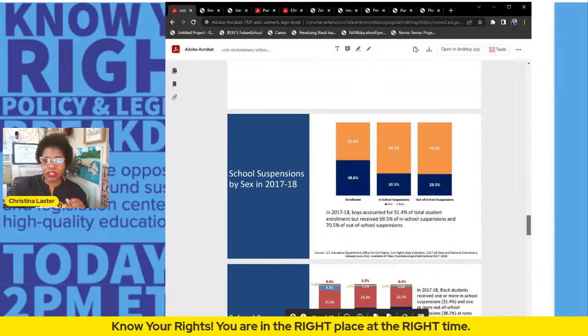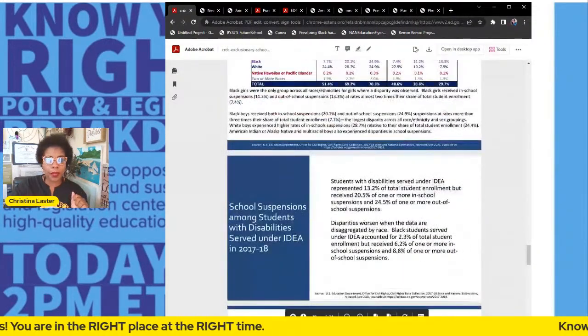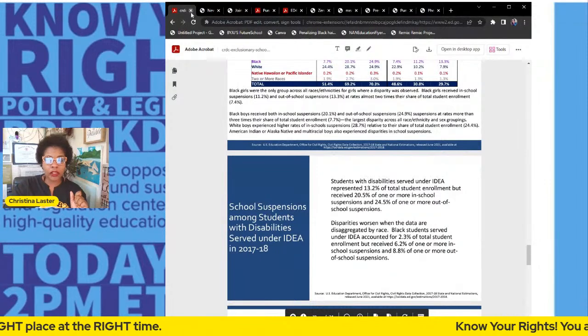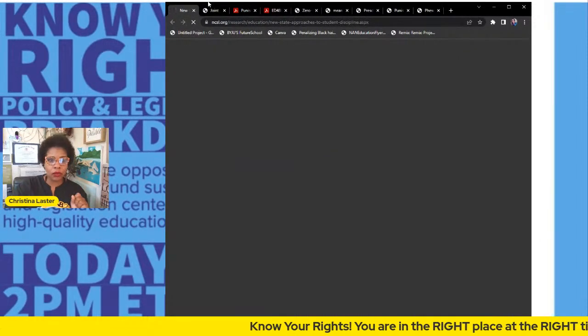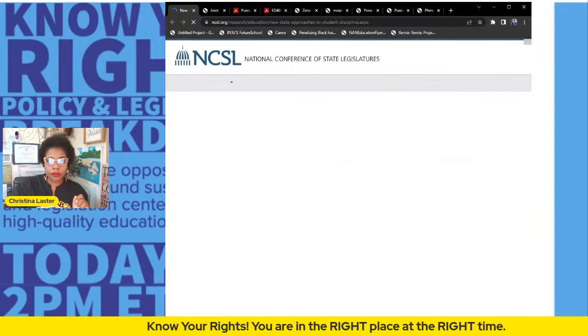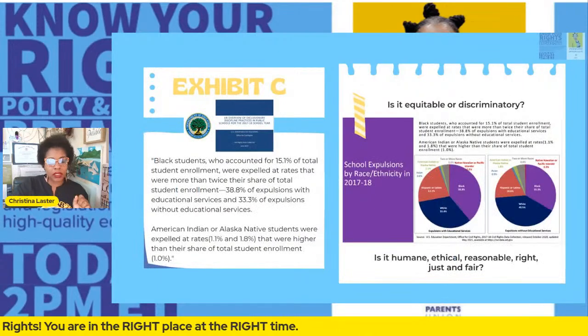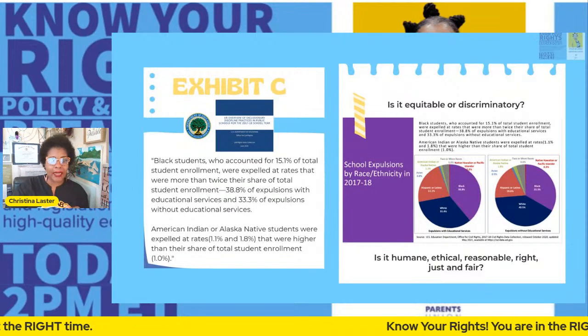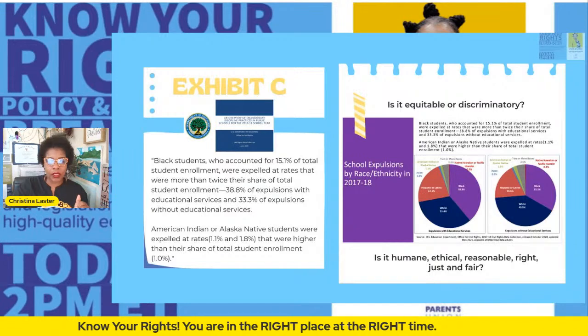All right, so when you have a chance, definitely go look at this chart. Let's go to the next one, and we have a corresponding slide that's going to be about this. So let's go here. All right, so that was Exhibit C. We looked at the civil rights data, and I put that in the chat. You can take a look at that.